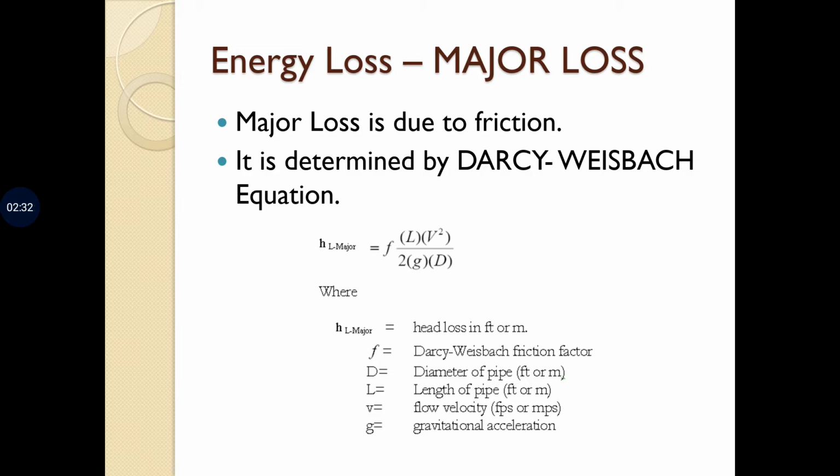Now, major loss is given by the Darcy-Weisbach equation. The equation is hf = f L V² / 2gD, where hf is the head loss, f is the Darcy-Weisbach friction factor, D is the diameter of the pipe, L is the length of the pipe, V is the velocity of the flow, and g is the gravitational acceleration.